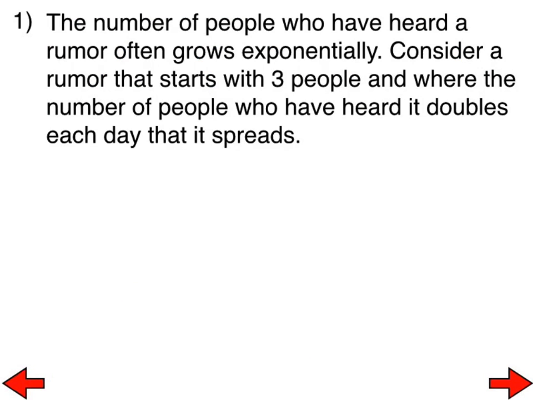Problem number 1 states, the number of people who have heard a rumor often grows exponentially. And in middle school, it's probably much worse than in any other level of the time that you spend in school. Rumors get started here and they get out of control in a hurry. So consider a rumor that starts with 3 people and where the number of people who have heard it doubles each day that it spreads.